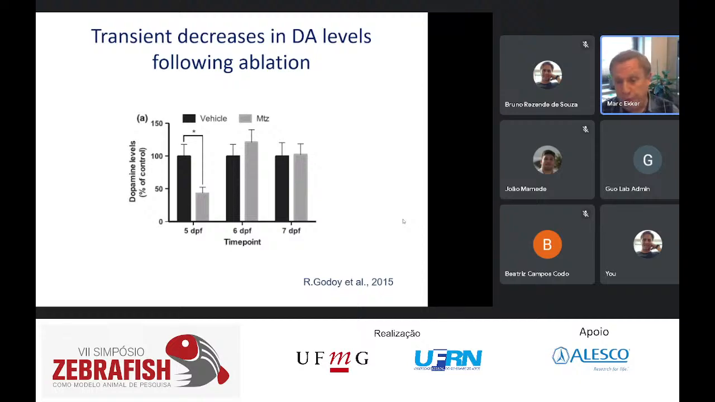We also, if we looked 1 day after the stop of metronidazole administration, so 1 day after the end of the treatment to chemogenetically ablate the cells, observed a transient decrease in dopamine levels. But as you can see, if you look again 1 day or 2 days later, the levels of dopamine have gone back pretty much to normal.